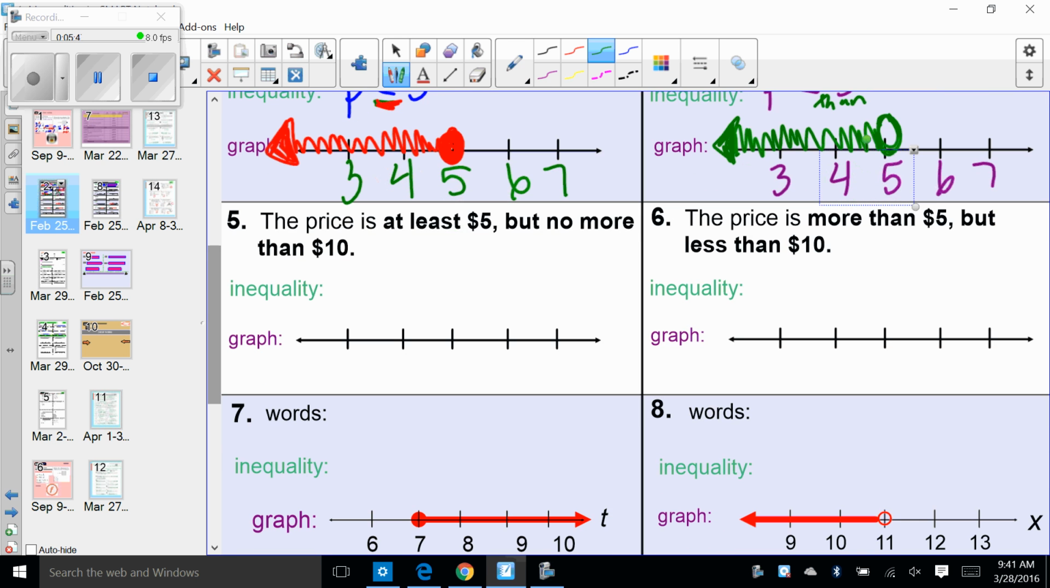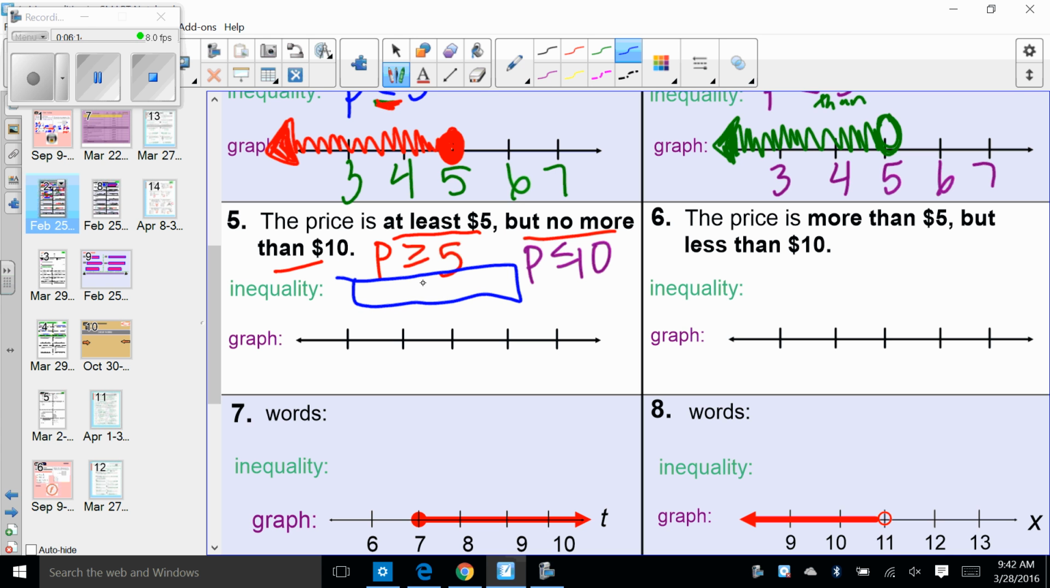Moving on to example 5. Here we go. We have 2 different scenarios here. The price is at least 5, but no more than 10. So the price is at least 5, 5 or more, but it is not more than 10. That means the price could be equal to 10, but not more than 10. So the price is somewhere between 5 and 10. We have to combine these thoughts into one, with the price in the middle of 5 and 10.